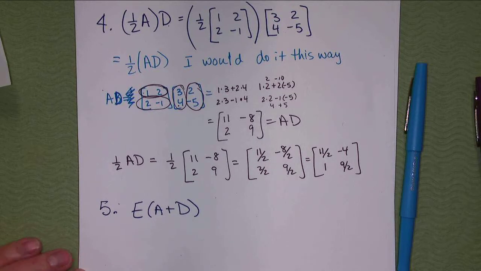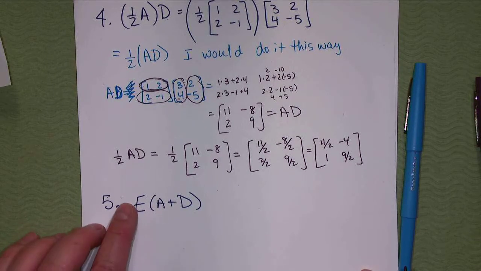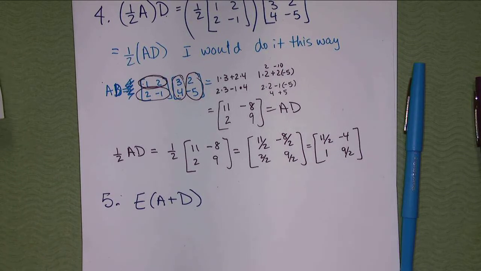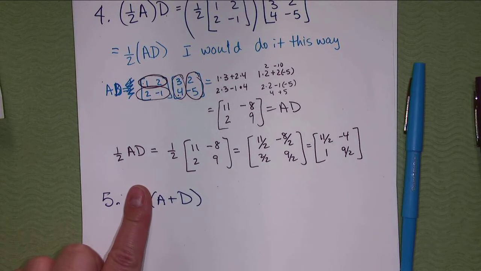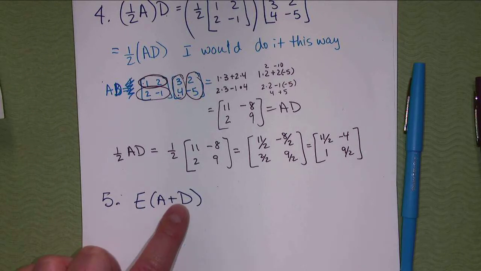Check the size. E is what size? Oh, they're all 2 by 2, so it'll work. What wouldn't work? If A and D were not the same size, you can't add them, so that wouldn't work. And then E has to match up with the size of the result of that for it to work, but they're all 2 by 2, so the size is okay.